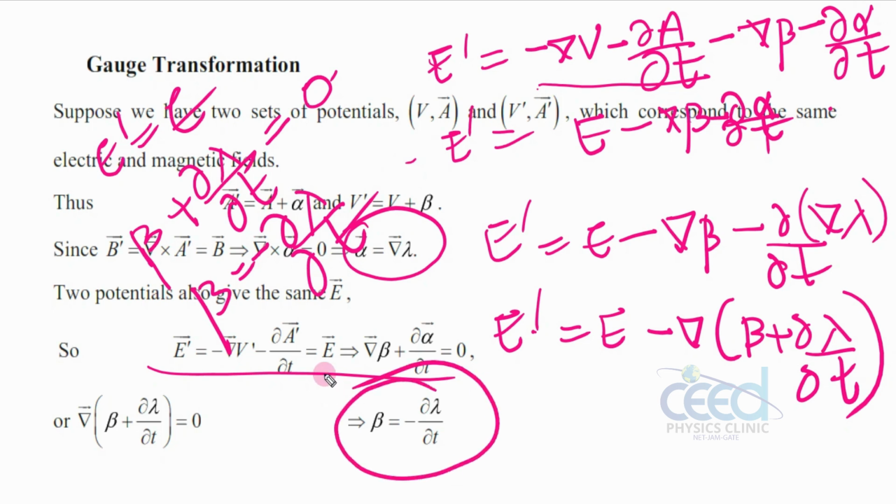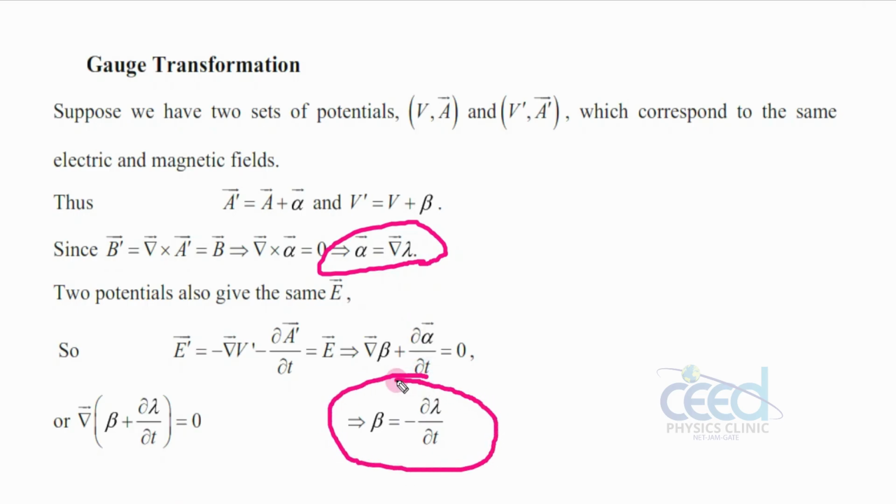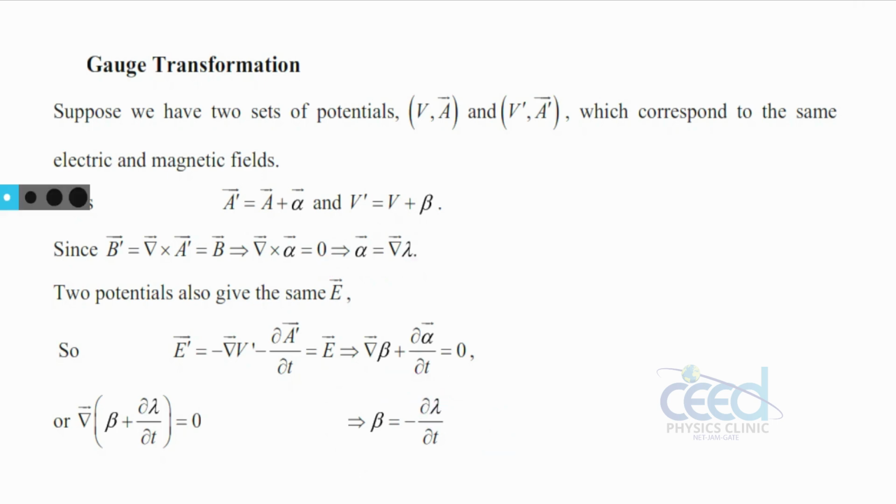Alright. So under gauge transformation, we assigned some variation to the vector potential alpha and the scalar potential beta, and this variation does not affect the initial and final magnetic and electric fields. It means alpha must be the gradient of lambda, and beta must be the negative rate of change of lambda. These are the two conditions we saw.